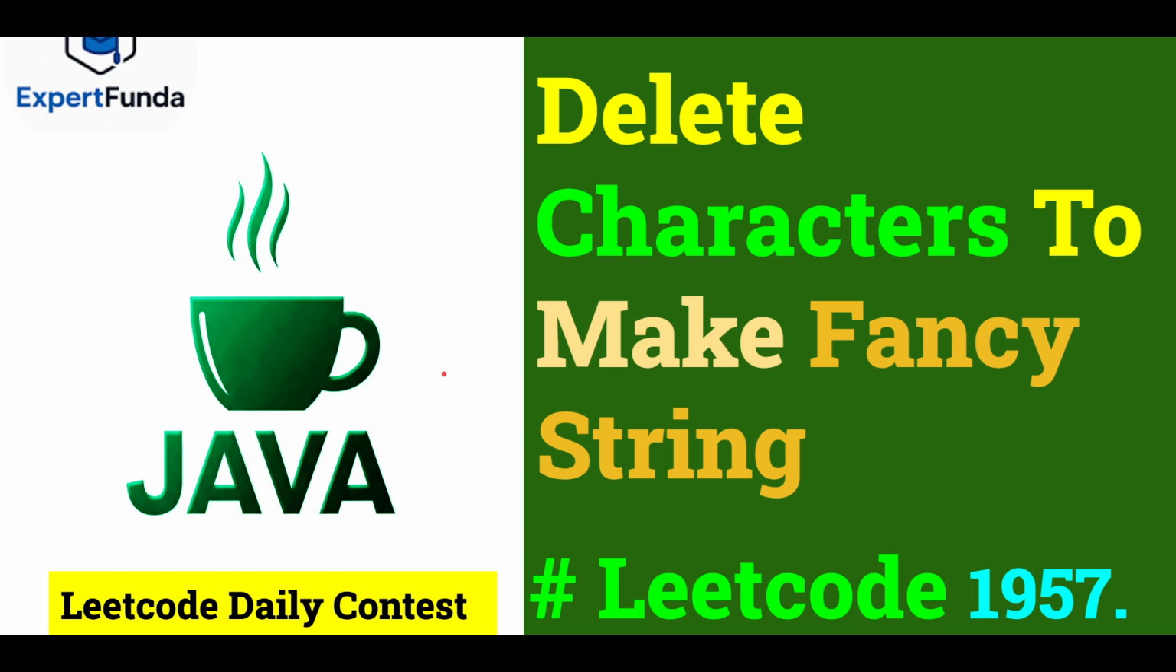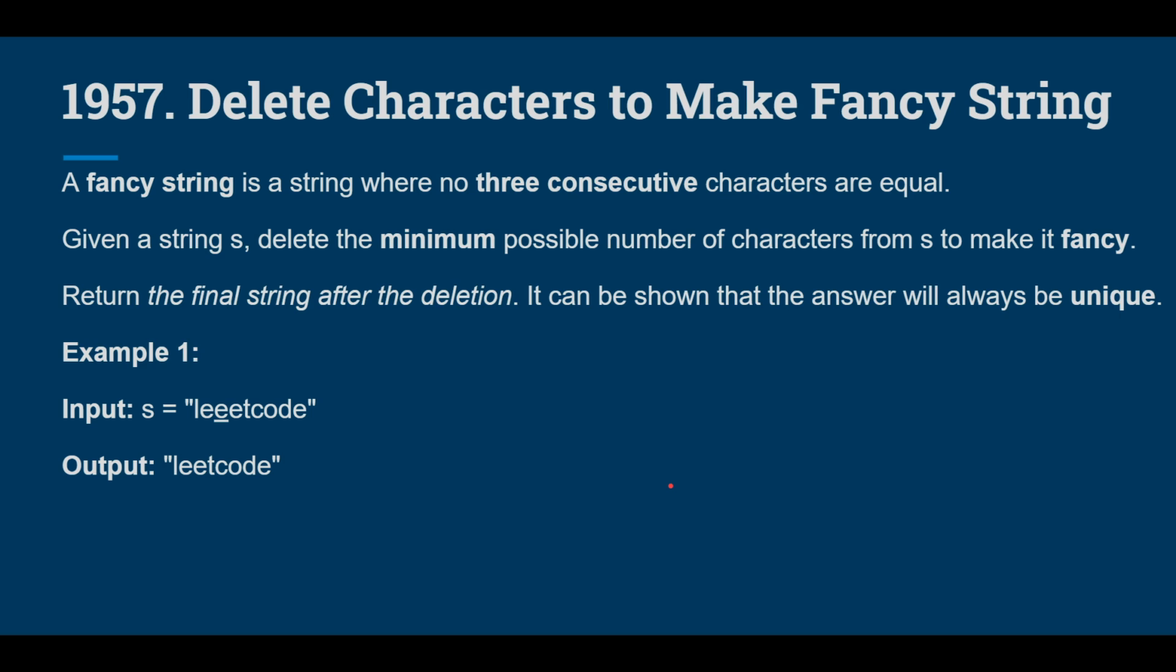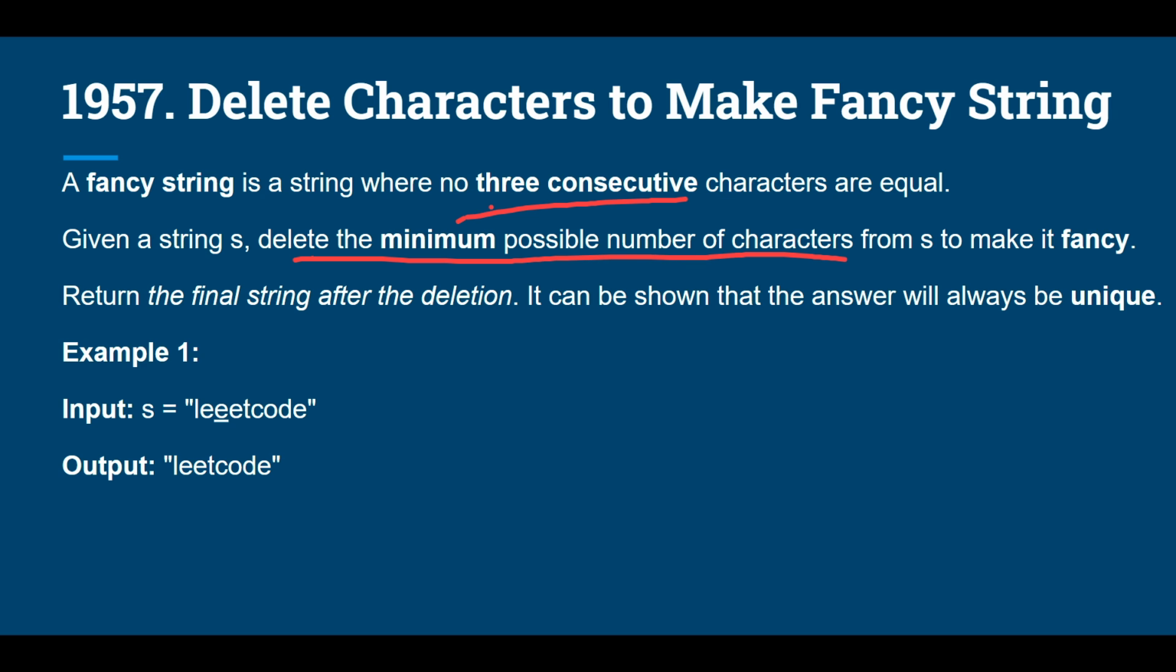So we are doing LeetCode 1957, and we have to delete characters to make the fancy string. The question says we have to make the string fancy where no three consecutive characters are equal, meaning three of the same character should not be in one place at a time. So we have to delete the minimum number of characters possible to make the string fancy, and the final string returned after the deletion is called the fancy string, and the answer will always be unique.